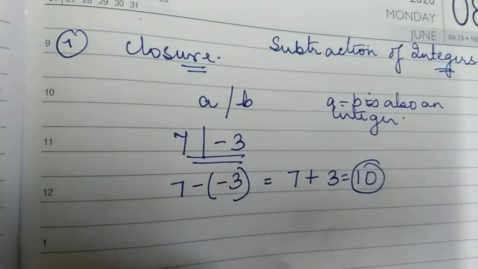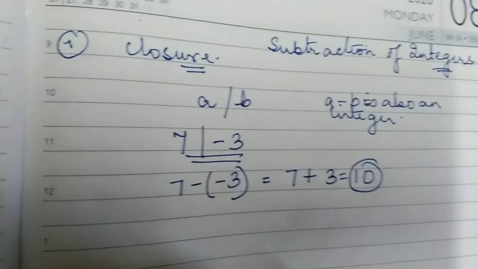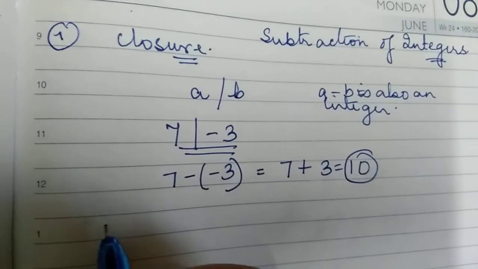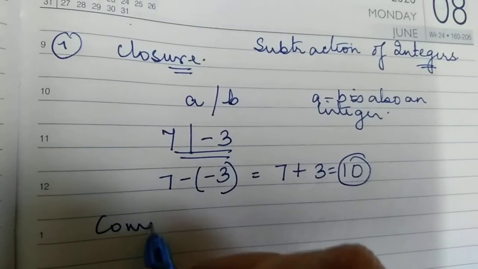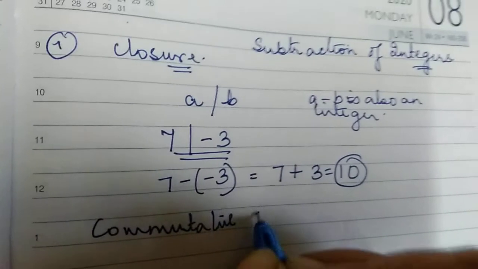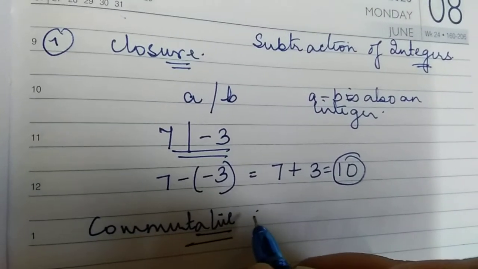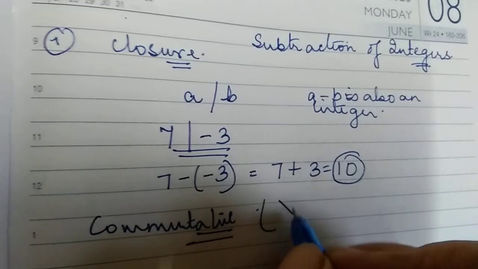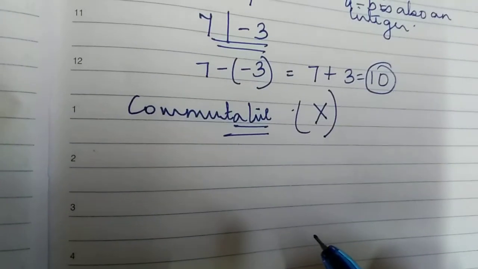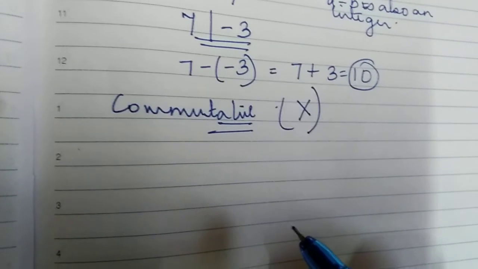Okay, but the next law which I had discussed, commutative, does not hold good. Commutative is no. What is commutative? For addition, it is a plus b will be equal to b plus a.